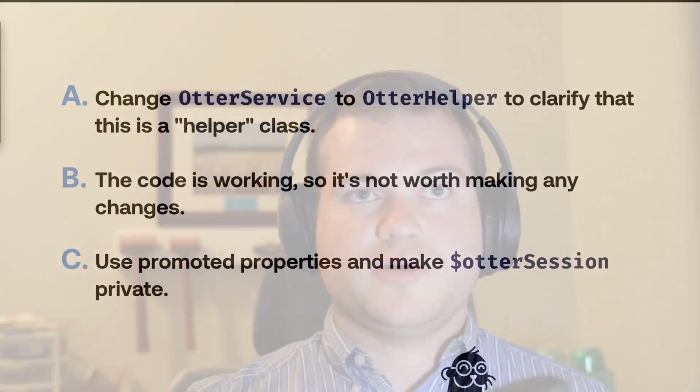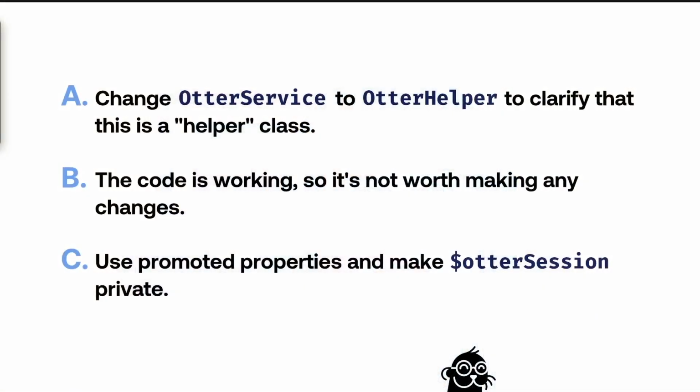Our code needs to be written to the best of our ability, to the best of our knowledge, and again, we need to always be looking to improve. So when we have a merge request that we're reviewing, we need to be striving to be the best and write the best code that we can, and we can't have that standard of, oh, the code's working, let's just merge it. So that being the case, we're going to rule out option B as well, leaving option C as the last choice. Using promoted properties and making OtterSession private.